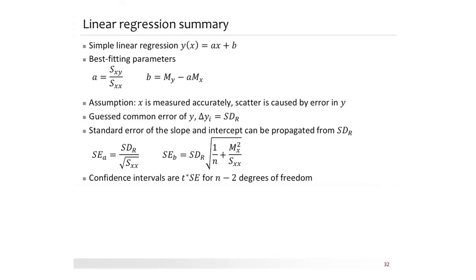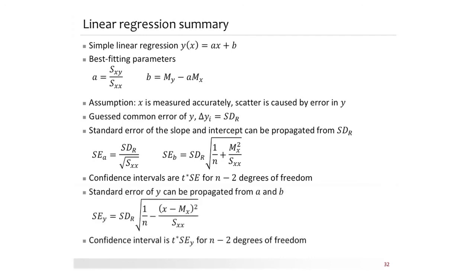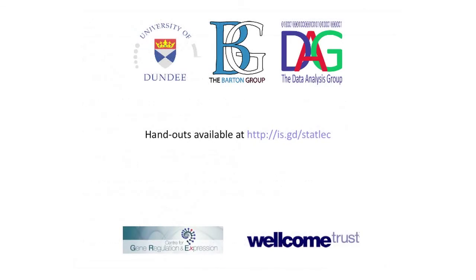So we start from here, do one propagation of errors, then we do another propagation of errors, and we can find standard error of your best fitting line, and confidence interval is again t star times this standard error for n-2 degrees of freedom. And that's all.